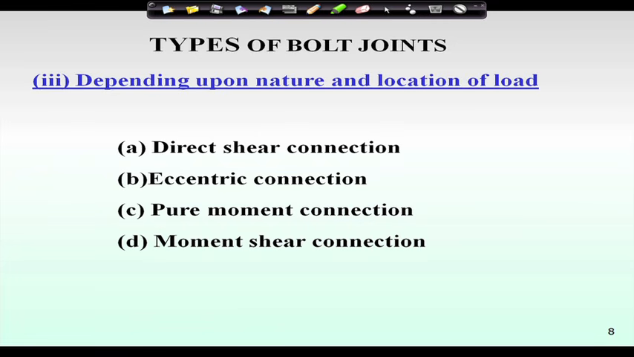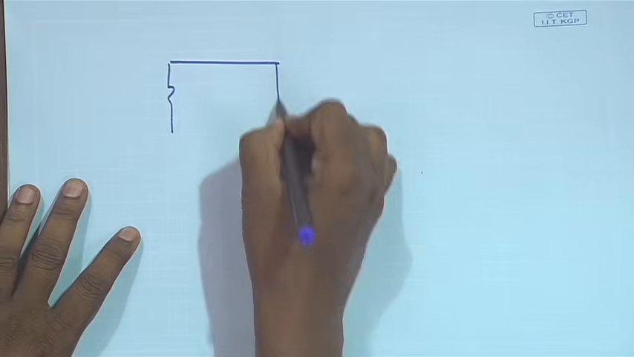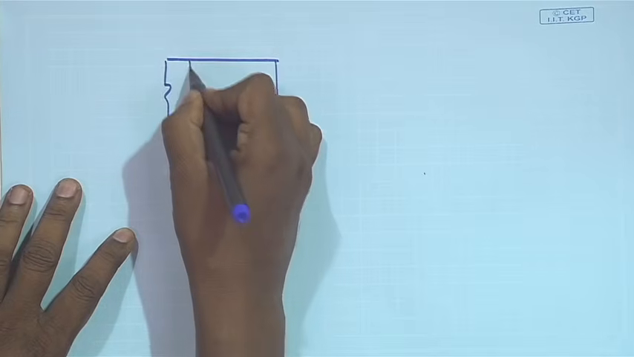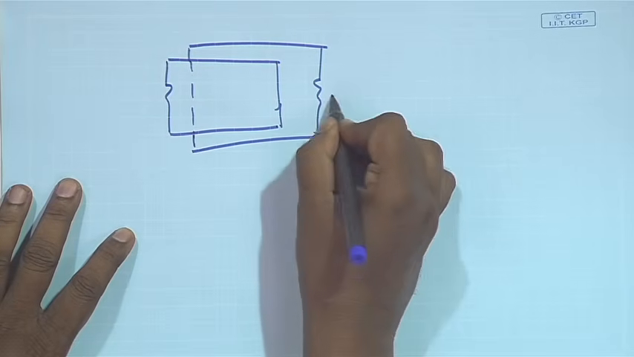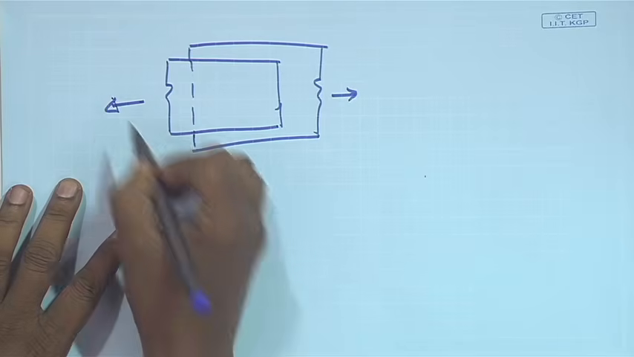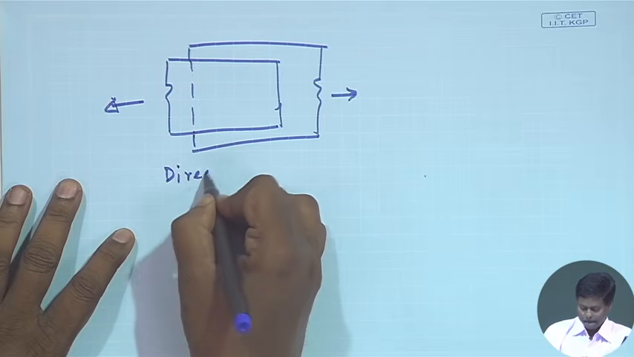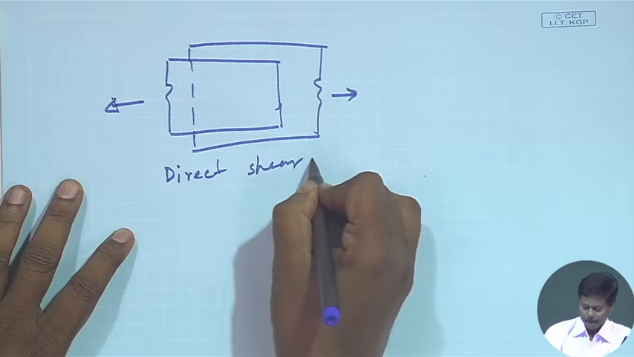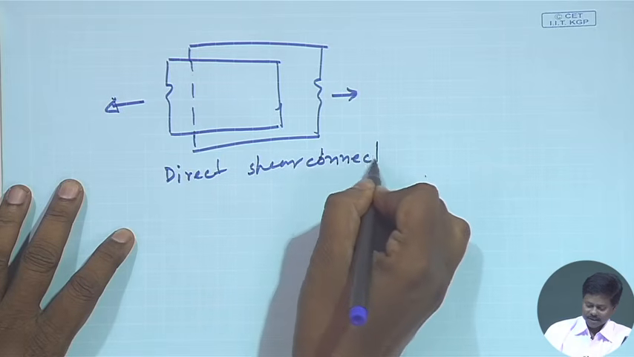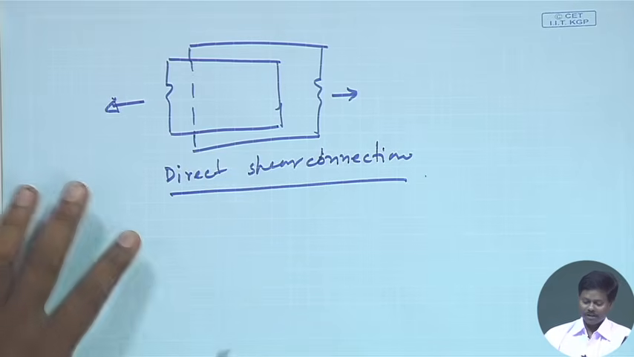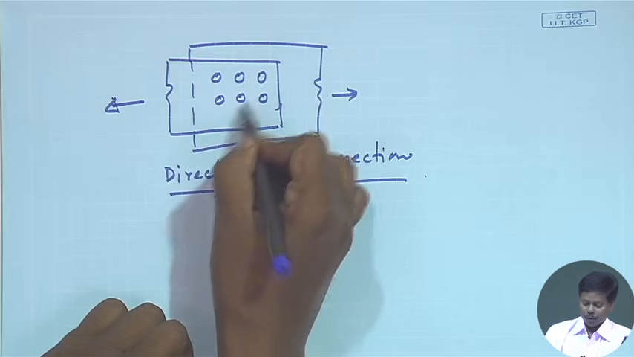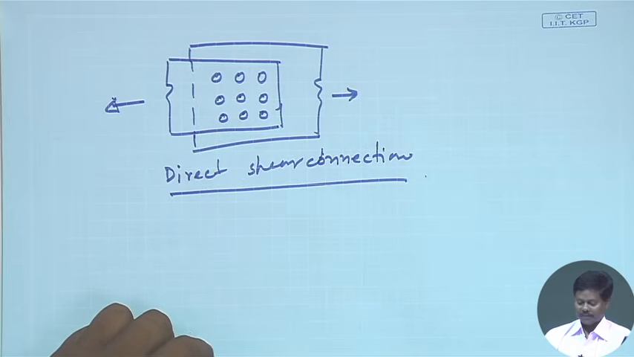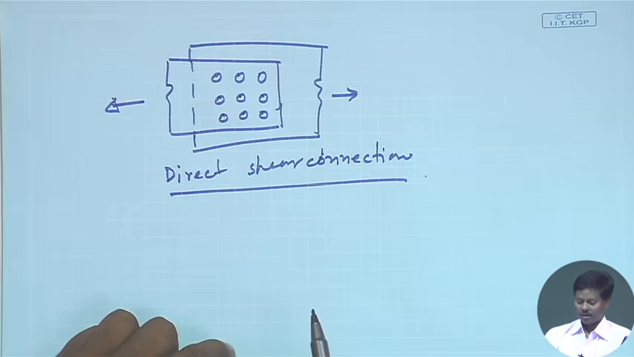In case of direct shear connection, we can see that if 2 plates are overlapped together, then this type of connection is called direct shear connection. So, when such a condition will come, we will design the bolt accordingly. Due to shear it may fail, so we can find out the strength of the joint.